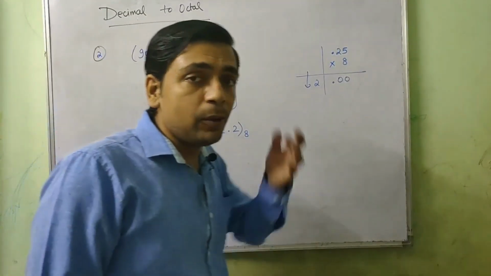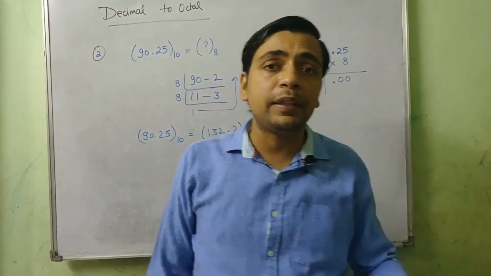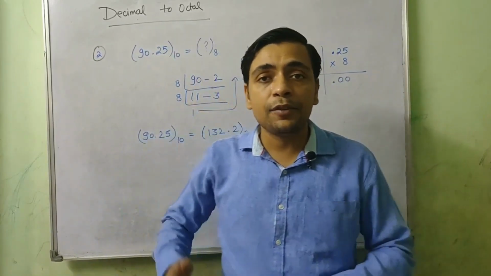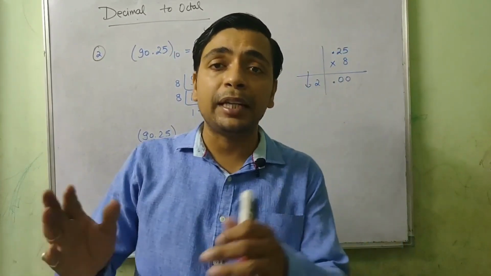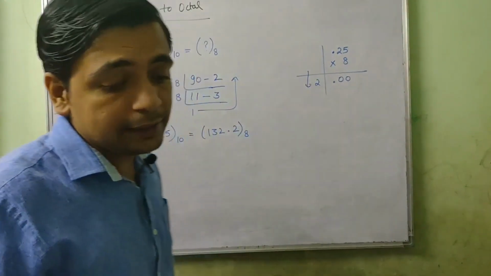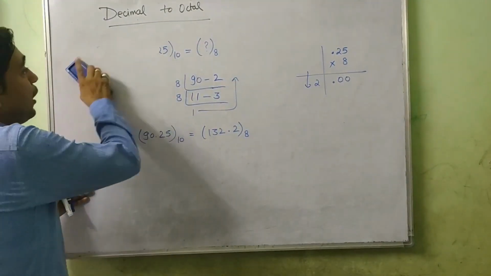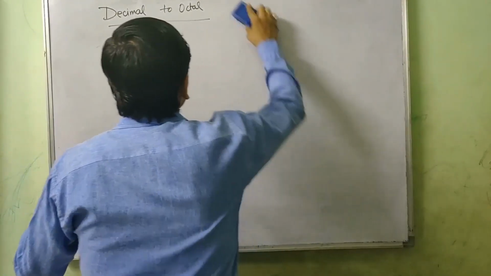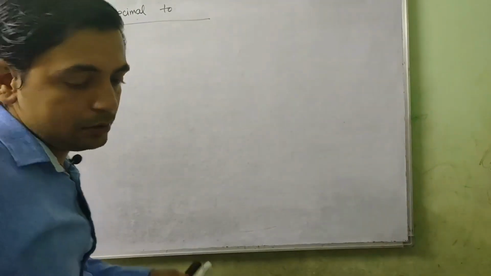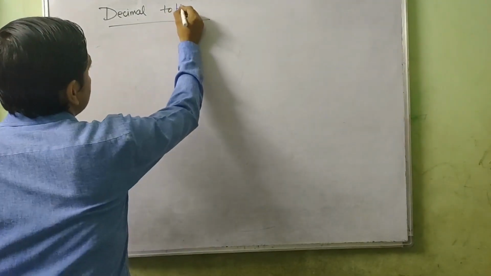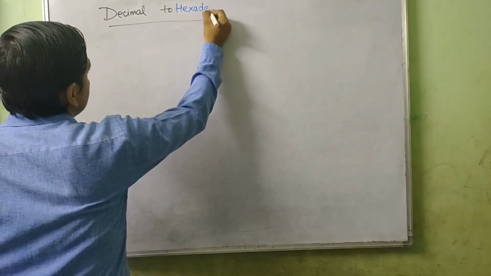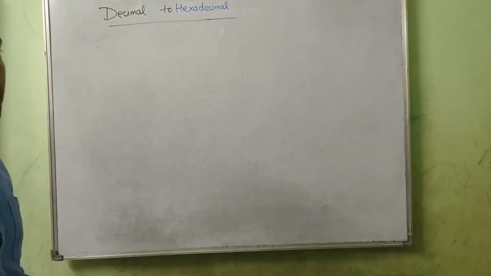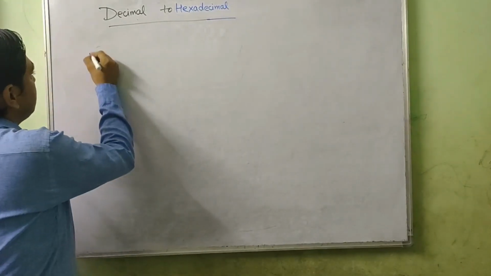Now this is how we convert a given decimal number into octal, whether it has a fractional part or not. Now the last conversion from decimal to any other number system is from decimal to hexadecimal. So let's see how we are going to convert decimal to hexadecimal. Let's take a decimal number.